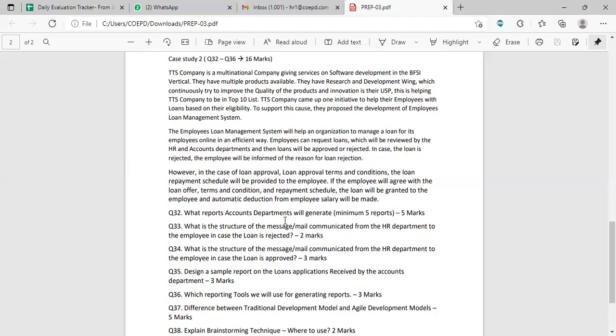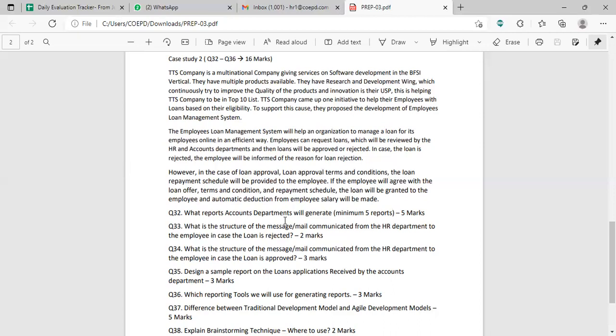Design a sample report on the loan applications received by the accounts department. Here he speaks about the list of all the different loans received by the accounts department. So what can you say? You can just write down a few loan types, two-wheeler loan, probably education loan, probably health loan or whatever. So you can just create one sample report on the loan applications received by the accounts department.